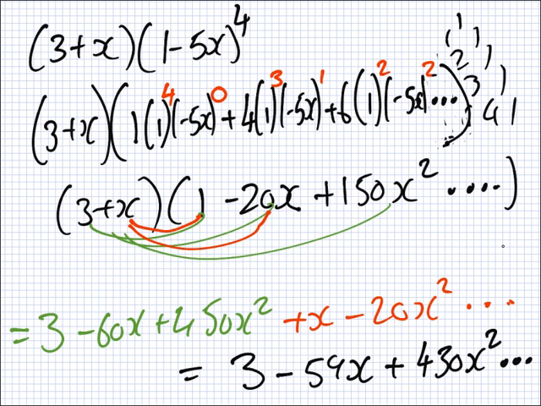How do you know it's too far? Well, because they want the first 3 terms, and you can see what's happening here, cubics will be too much. It'll be a 4th term.